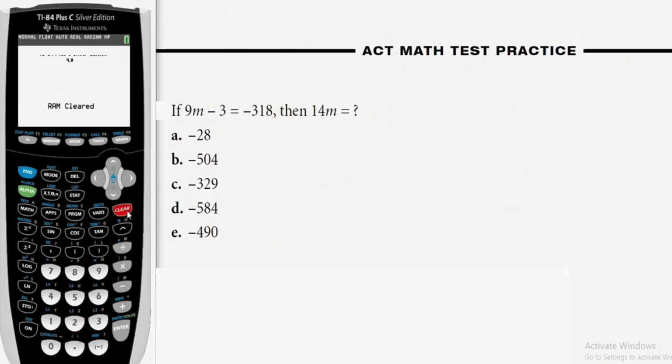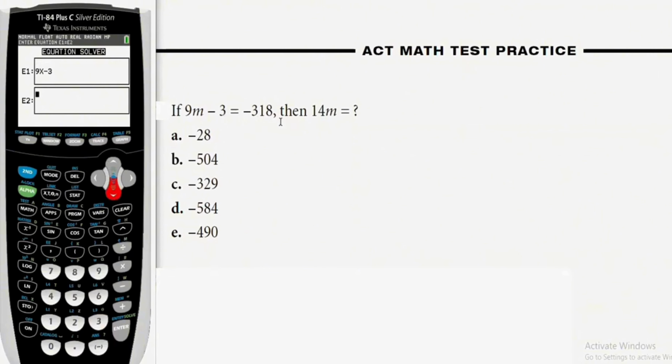Now guys, in this question we're going to replace m with x in the calculator. So let's make use of equation solver to do this. You press the smart button, you scroll up, this is solver, press enter. So we have 9m minus 3. We're going to replace m with x, so it's going to be 9x minus 3 equals minus 318. So come down to e2.